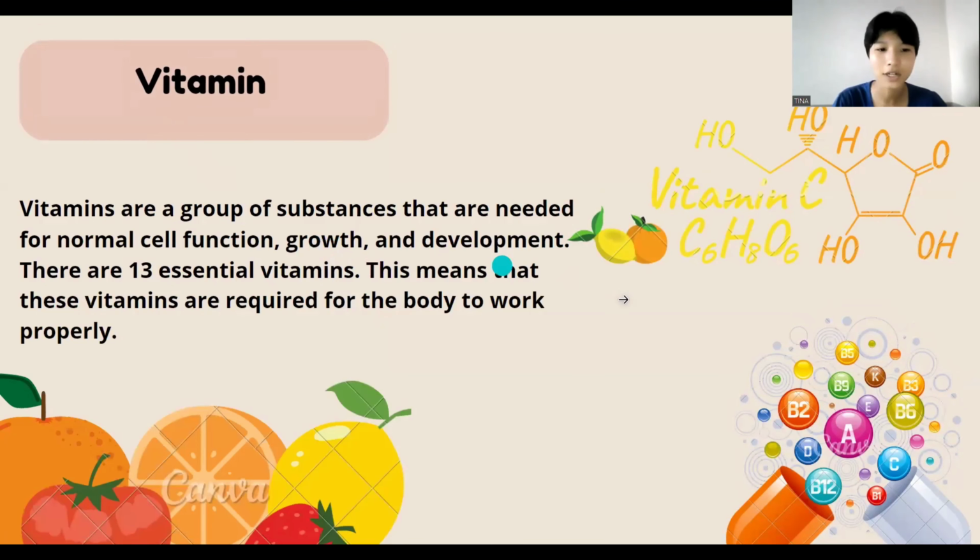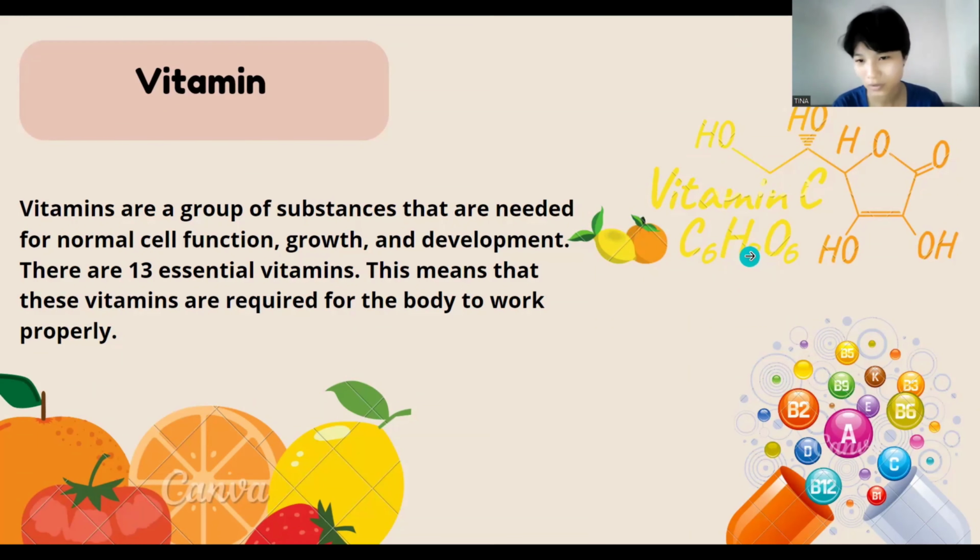So vitamins are the group of substances that are needed for normal cell function, growth, and development. There are 13 essential vitamins, and this means that these vitamins are required for the body to work properly. I won't talk about all 13 essential vitamins. I will just talk about the ones I remember, and the most important ones.